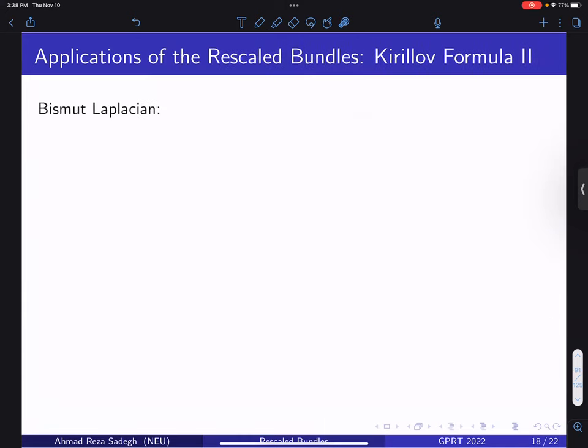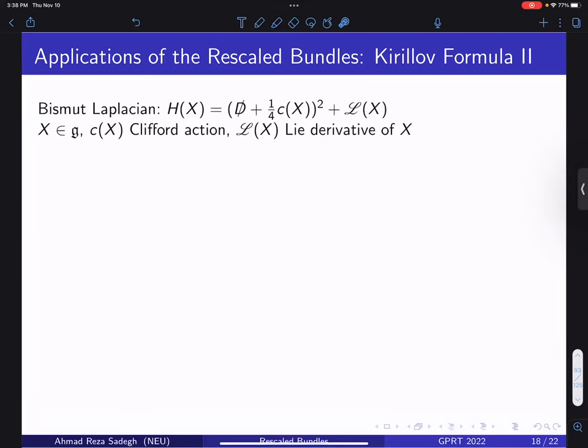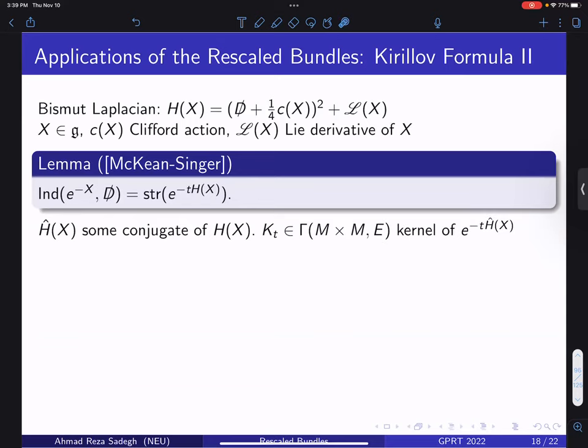Having this data, I'm going to skip through a little quickly. Instead of just studying the square of the Dirac operator, you need to look at a variation of it, what is known as the Bismut Laplacian, about which you have a lot of good information. One thing is that the supertrace of the heat operator associated with it is just going to give you the equivariant index. So you look at this hypoelliptic Bismut Laplacian, or rather a conjugate of it.